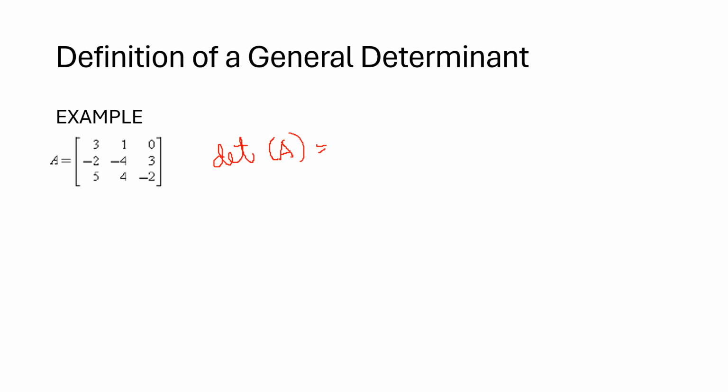Okay, let's have an example of the cofactor expansion along the first row. So for example, you have that matrix. You have 3, 1, 0, negative 2, negative 4, 3, 5, 4, negative 2, and we are going to find the determinant of that matrix by cofactor expansion along the first row. Okay, so for our solution, you have the determinant of A is equal to, take note that you have 3, 1, 0, negative 2, negative 4, 3, 5, 4, negative 2.